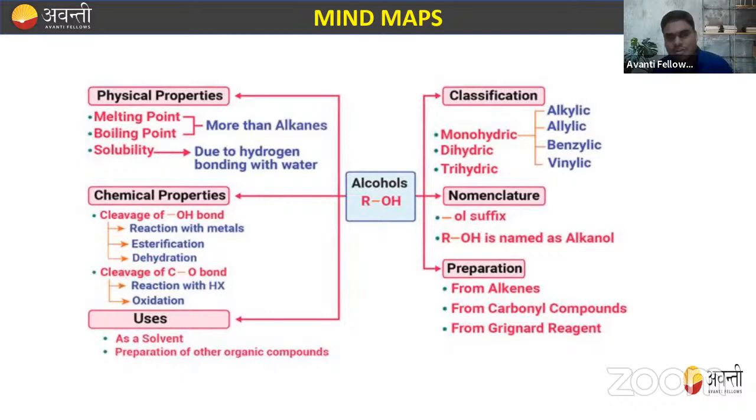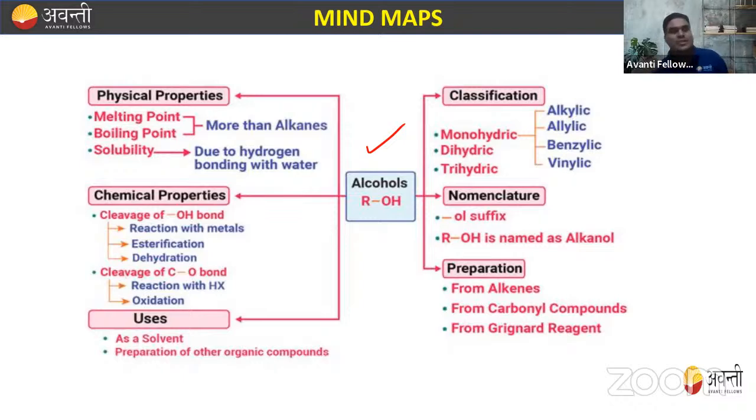So सबसे पहले what we discussed, that is alcohol, right? So let's see the mind map for this alcohol chapter. This mind map helps you a lot to remember all these things. So this is the physical property. If I'm talking about the physical properties of alcohol, so you already discussed three things only in the physical properties, that is melting point, boiling point, and the solubility.